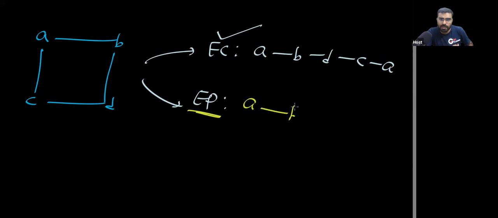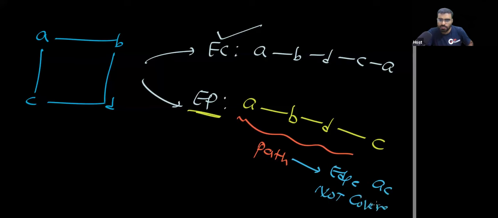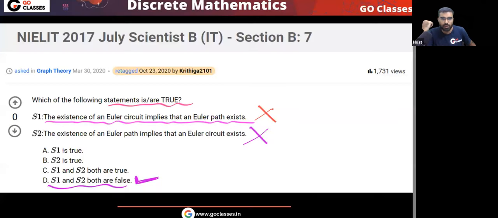If you give me this path, what is the problem in this path? This edge is not covered. In this path, you can notice this edge AC is not covered. Yes or no? Is this clear? Please tell me. So you can easily notice the simple point that these two statements are both false. Is this clear?